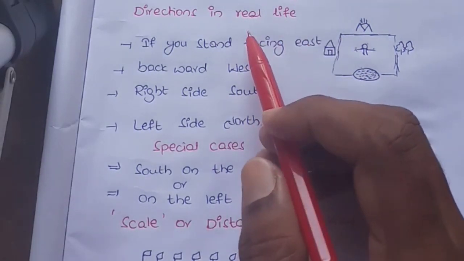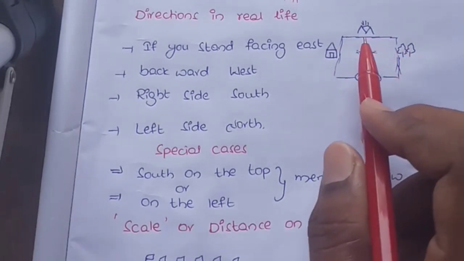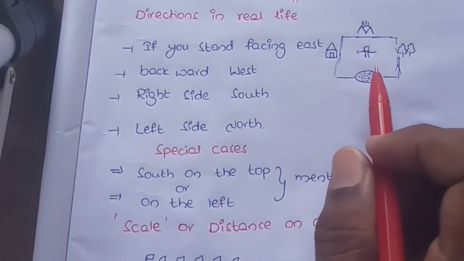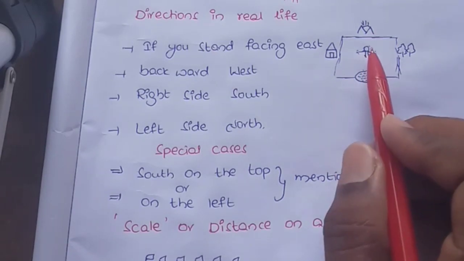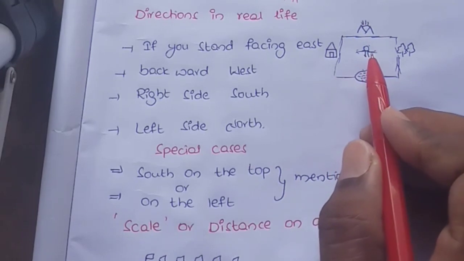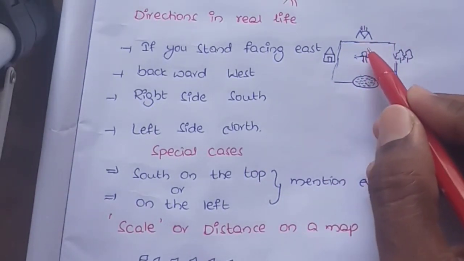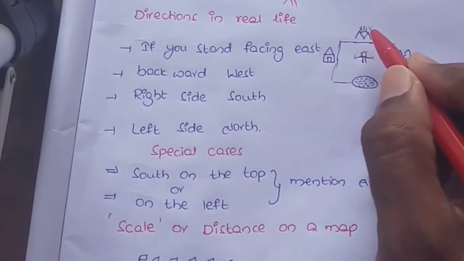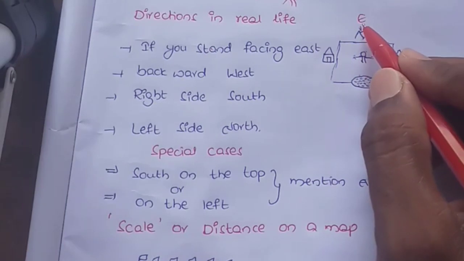Now come to the directions in real life. I have drawn one small picture here to understand easily. You can see one person is standing facing the sunrise. Everybody knows that the sun rises in the east. So this person is facing the sunrise, and automatically the sunrise becomes the east direction.